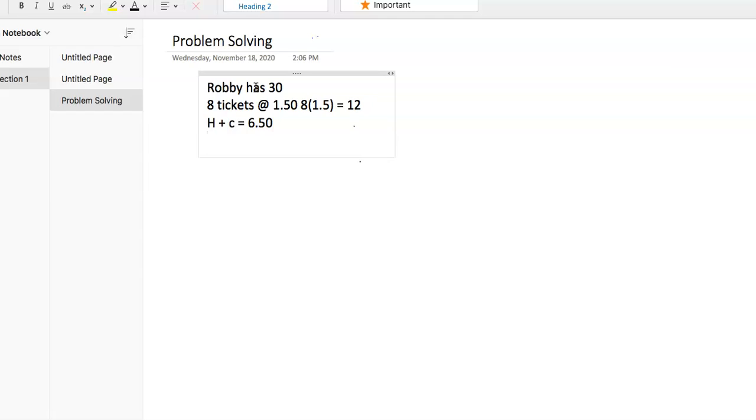From here, we started with 30 minus 12 and 6.50, and what we have left is $11.50. Pretty straightforward. Really just calculating the stuff up and then subtracting, and then you're done. So that's our first problem.